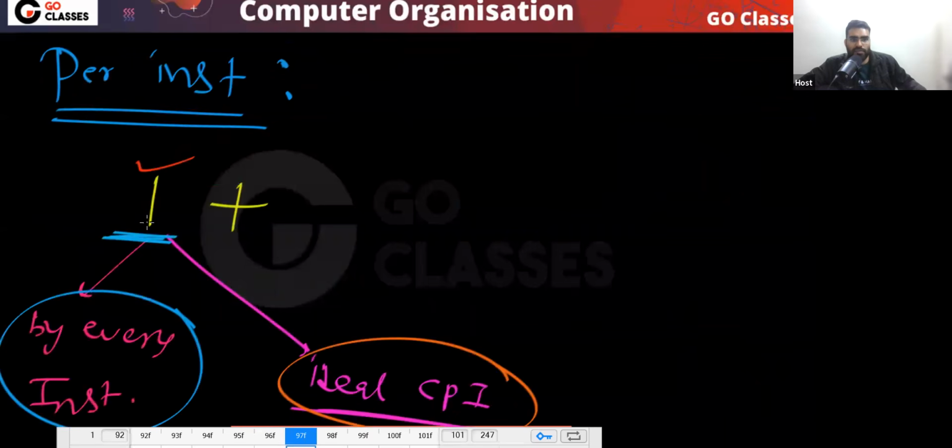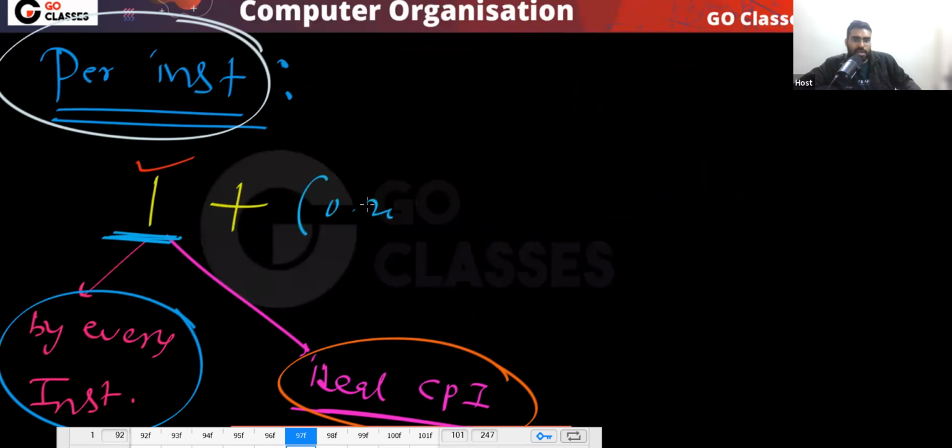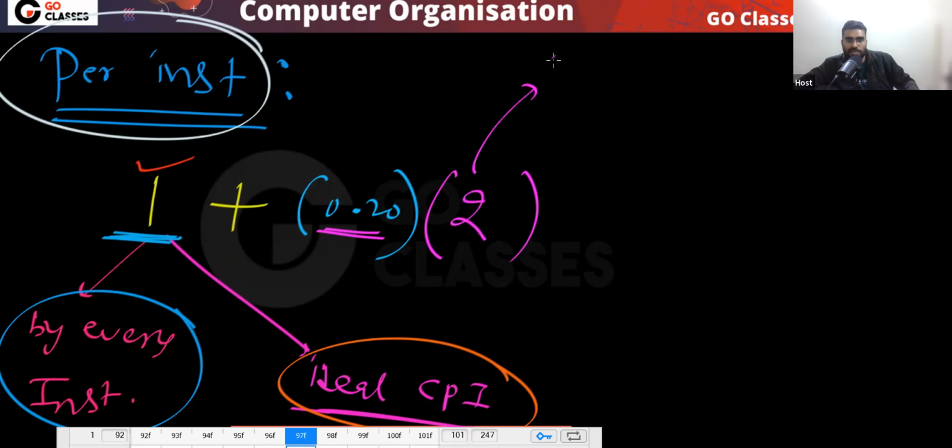So you can notice for every instruction, ideally we will take one cycle. But per instruction, these many branch instructions are there. Because of one branch instruction, how many stalls? 2 stalls because of one branch instruction. 2 stalls per branch instruction.